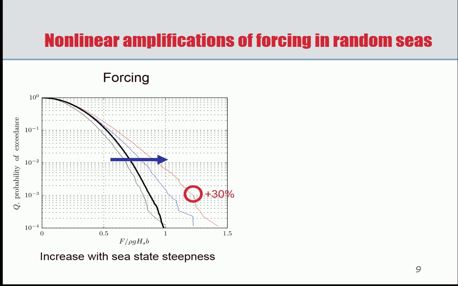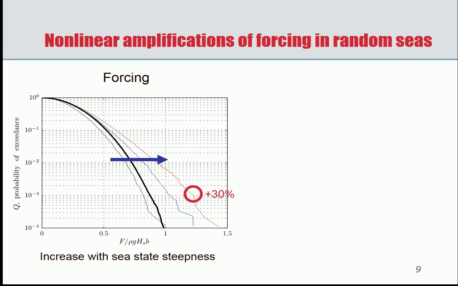As you then increase the steepness of the sea state, you'll see that the heave loading increases more than proportionately. If this was a linear system, then these 3 lines should all collapse on the linear solution. But in a nonlinear sea state, you see quite large load amplifications, which can reach up to about 30% in a relatively steep sea state at a probability of exceedance of 10 to the minus 3. The question then is, how does that relate to the motion of the box?